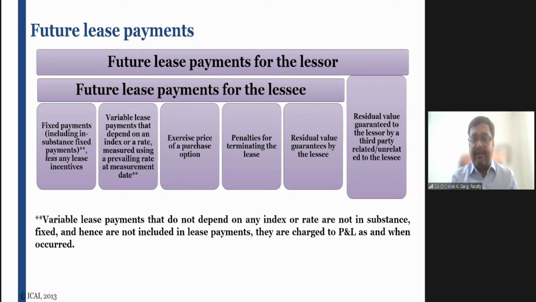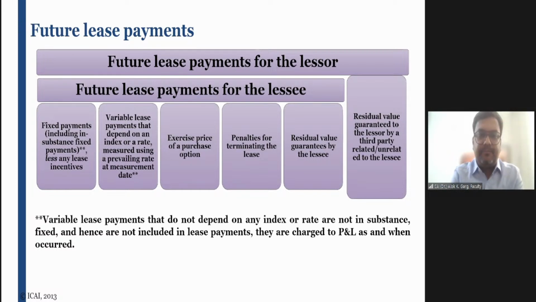Now, what is meant by that? From the perspective of the lessee, there are 5 lease payments. From the perspective of the lessor, there are 6 lease payments. And to explain the lease payment, I'll start the concept with the help of a layman language example.